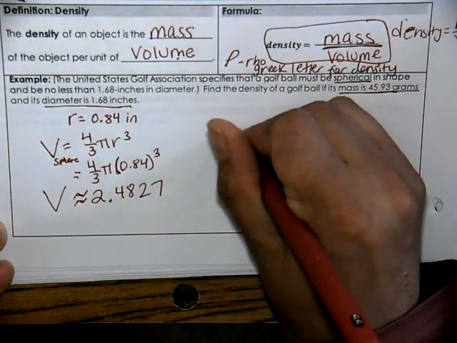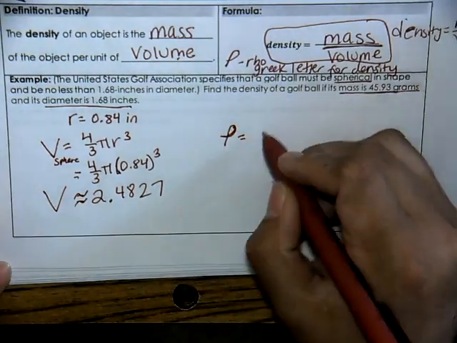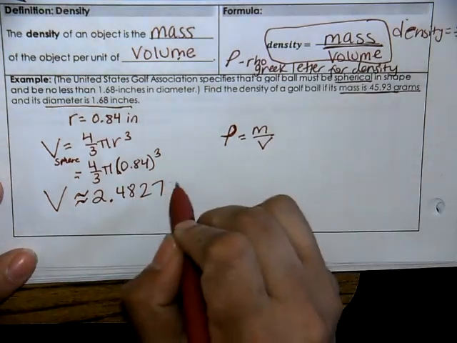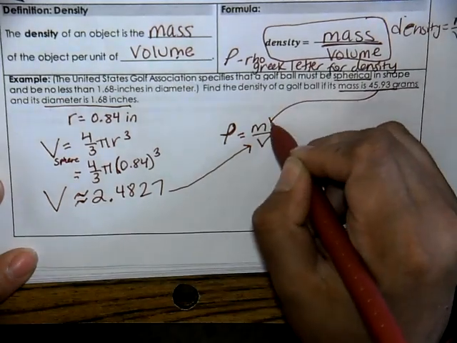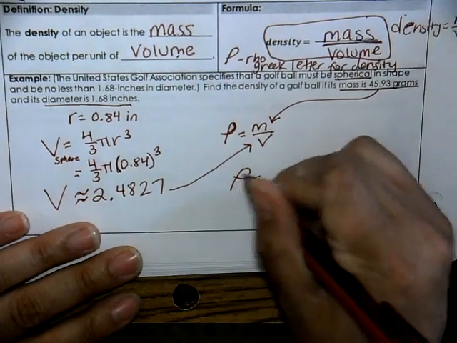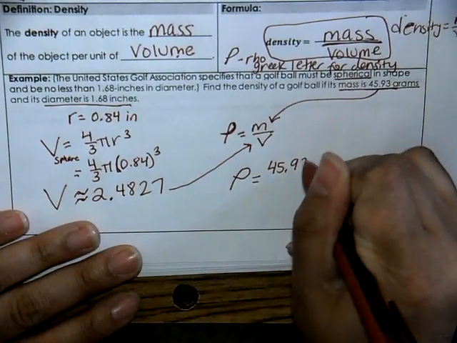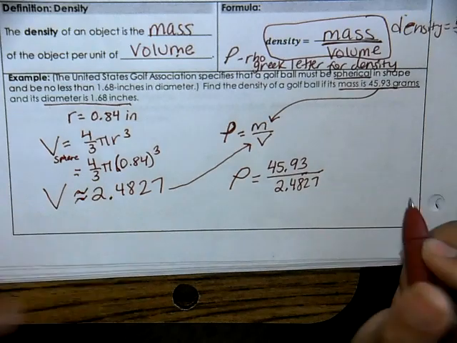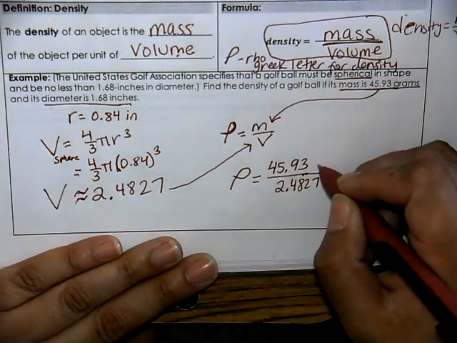So my final answer here, using that formula, if you want to use that symbol for density, rho is equal to mass over volume. We just found the volume because we need to plug that in for V, and the mass we plug in for M. That's all we're doing here. So rho, or density, equals 45.93 divided by 2.4827. Depending on how you rounded, your final answer may be a little bit different than mine. Think about the units here as well.